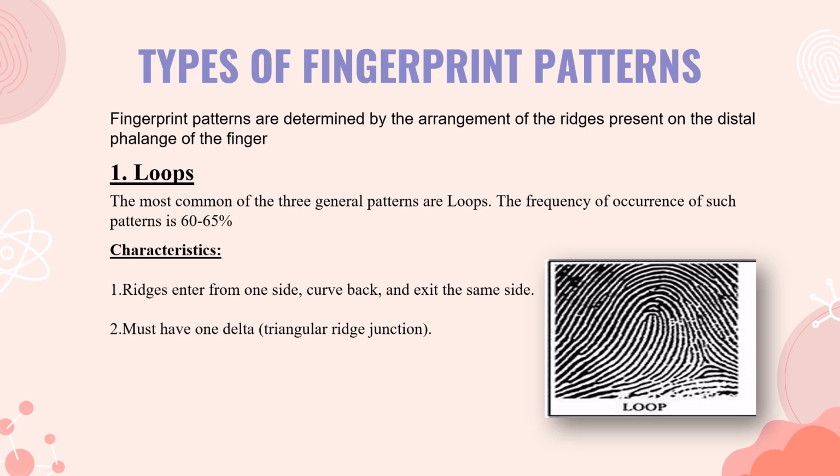First is loop. Loop is one of the most common and general patterns of fingerprint, with a frequency of occurrence of 60 to 65%. Ridges enter from one side, curve back and exit to the same side, and it has at least one delta.